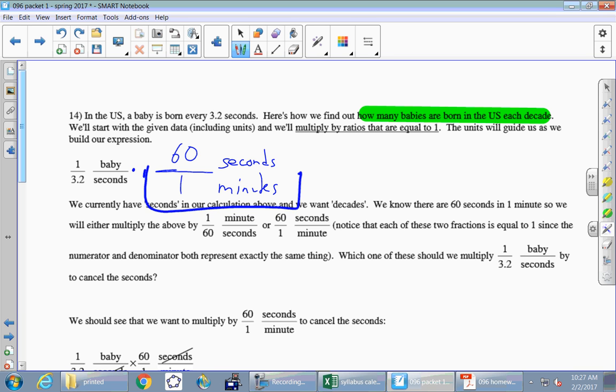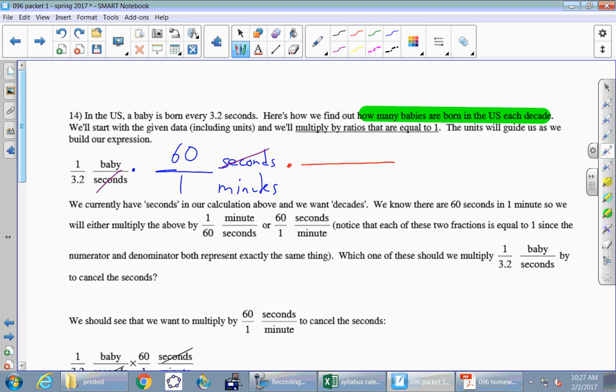And so I have multiplied here by the only thing that we're allowed to multiply by that wouldn't change the original 1 over 3.2. It's 1, but it's a fancy form of 1. And the reason we put this particular one here is for that moment where we can cancel seconds. Okay, times.